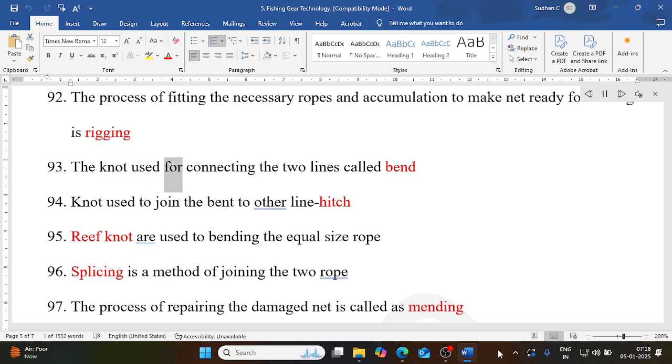The knot used for connecting two lines is called a bend. A knot used to join a bend to another line is a hitch. Reef knots are used for bending ropes of equal size. Splicing is a method of joining two ropes. The process of repairing a damaged net is called mending.